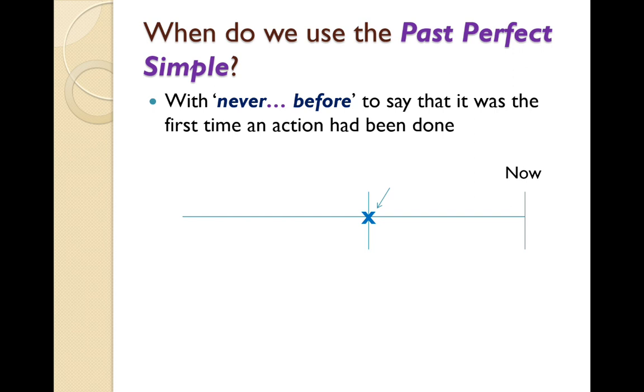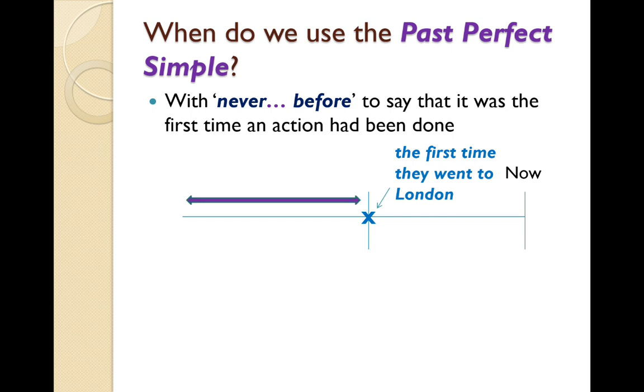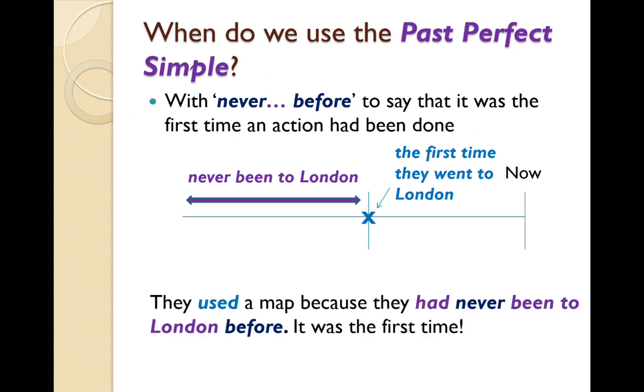Another first. The first time they went to London. So before that, they had never been to London. So they used a map because they had never been to London before. It was the first time. So we use the past simple to talk about what happened on that first time, and the past perfect to explain that the action had not been done before that point.